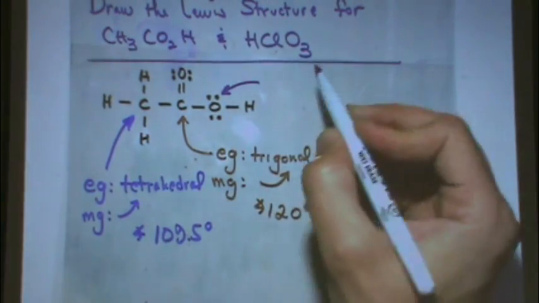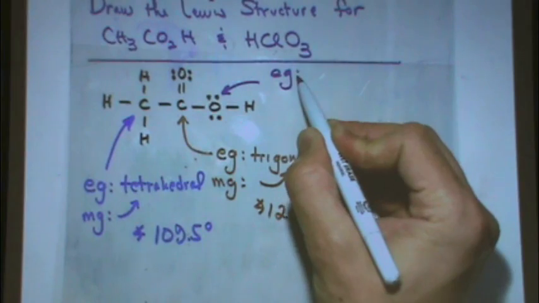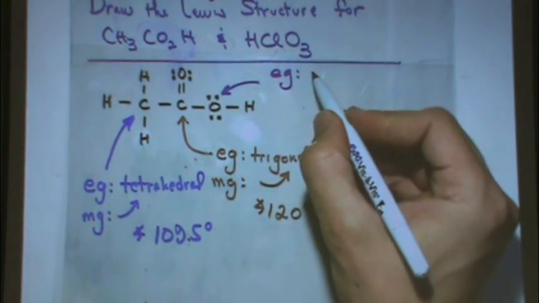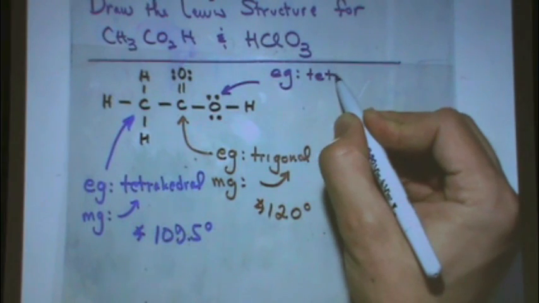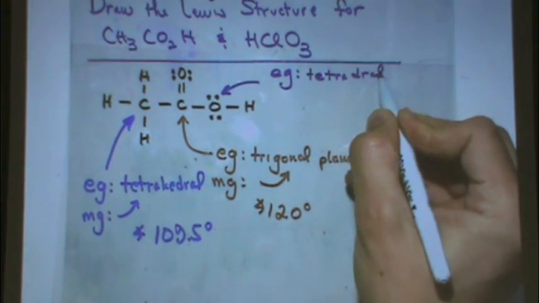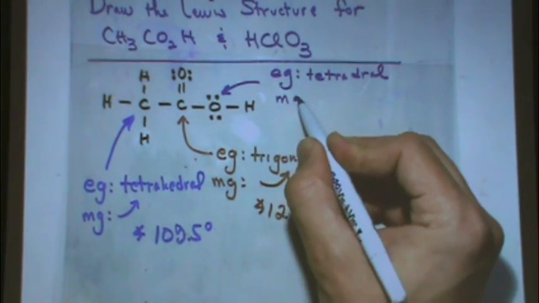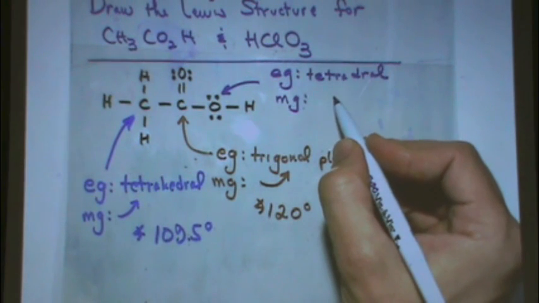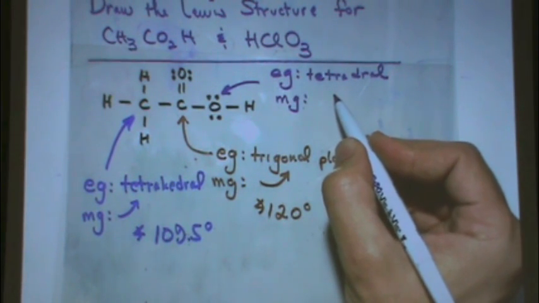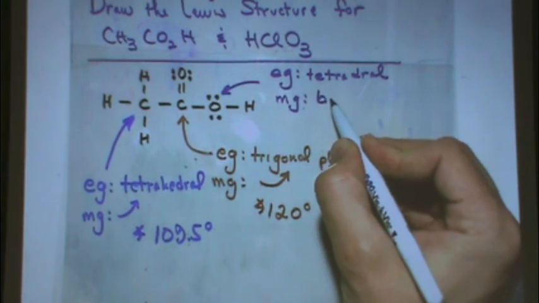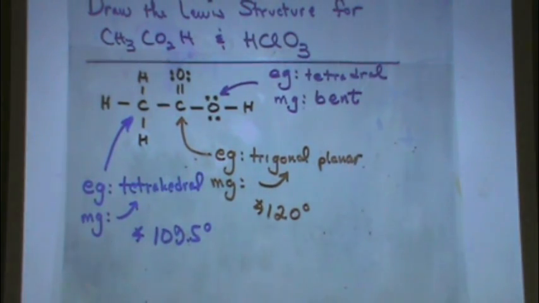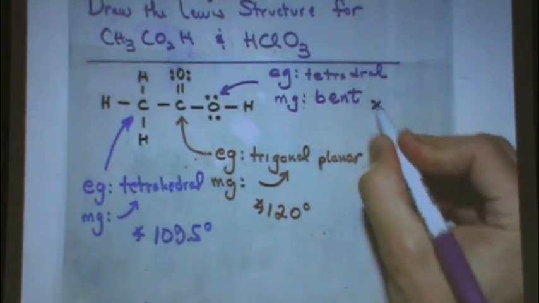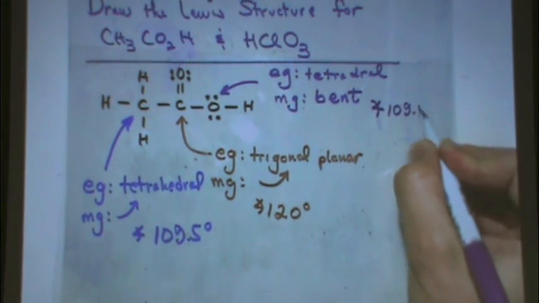This one right there. How many groups? You should see 4, 2 lone pairs and 2 single bonds, so that's tetrahedral. And then MG, the molecular geometry, there's 2 lone pairs. Anybody know what that's called? There's 2 lone pairs, it's called bent. 2 lone pairs on a tetrahedral. Still the same bond angle as the other one, 109.5.